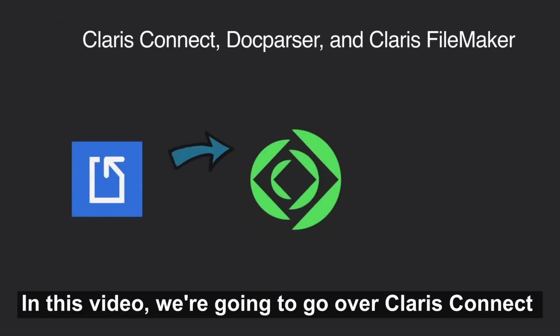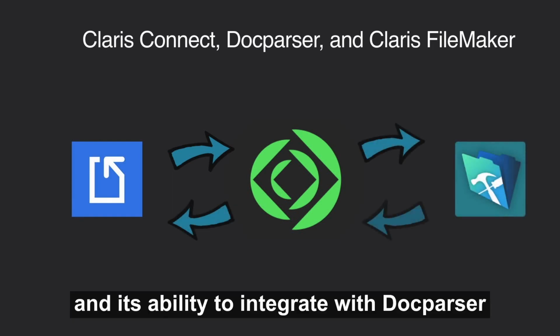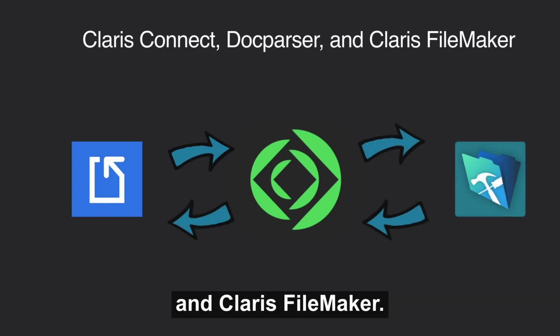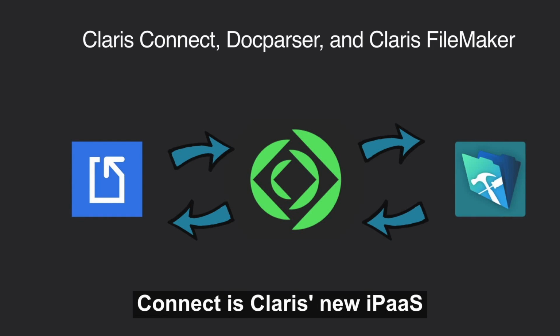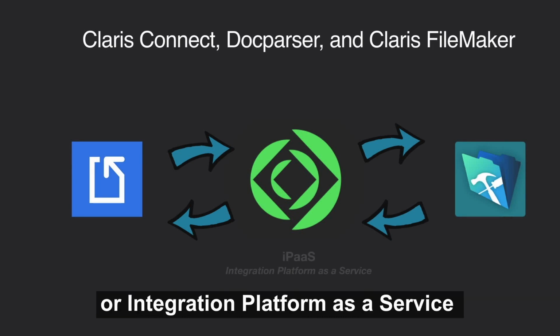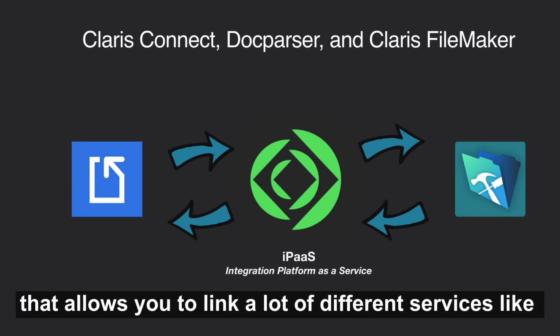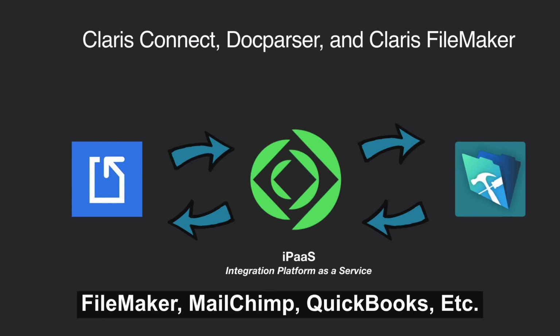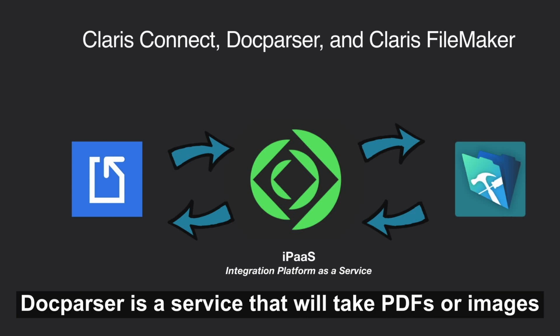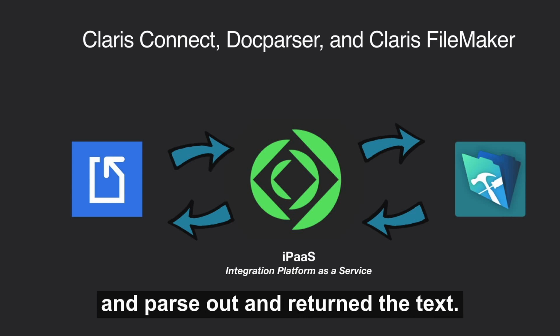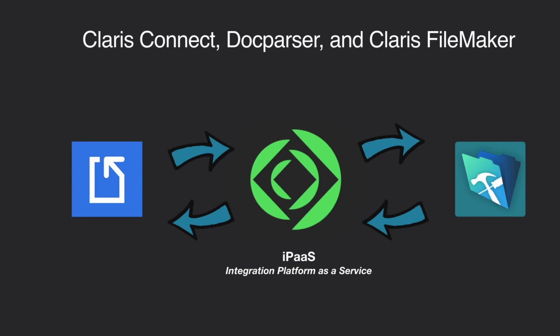In this video, we're going to go over Claris Connect and its ability to integrate with Docparser and Claris FileMaker. Connect is Claris's new iPaaS, or Integration Platform as a Service, that allows you to link a lot of different services like FileMaker, MailChimp, QuickBooks, etc. Docparser is a service that will take PDFs or images and parse out and return the text.